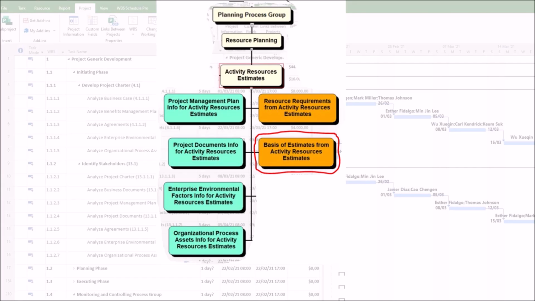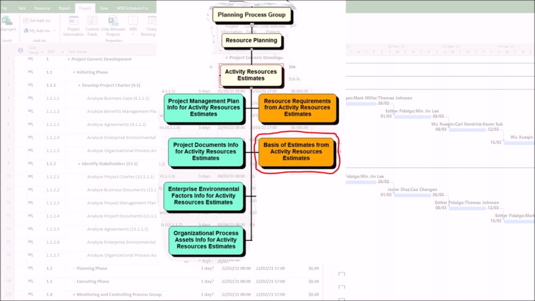What is typically included in the basis of estimates? The PMBOK specifies what the basis of estimates should include, at a minimum, as follows. First, methodology used. How was the estimate done? For example, bottom-up, analogous, parametric, or three-point estimating. Second, assumptions. What did you assume to be true? For example, resources will be available on the start date, the team has an average skill level, or no major interruptions.